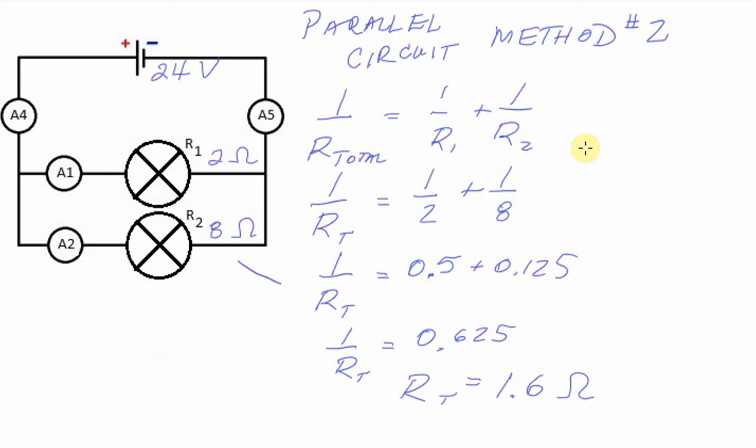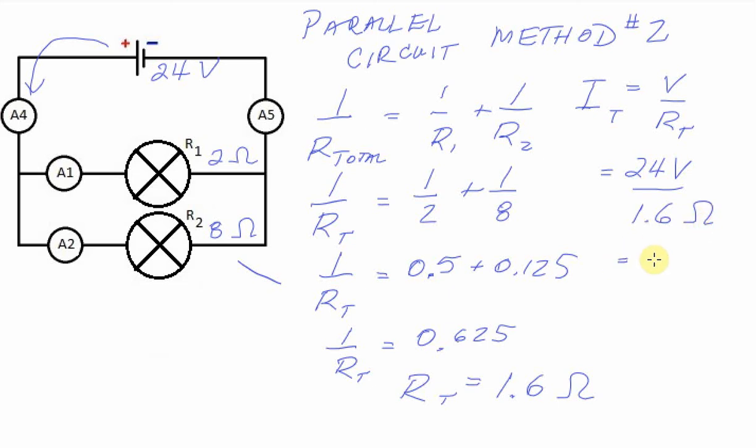So if I wanted to find the current that's traveling through A4, the way I'd find that is I total, which is really the current going through A4, equals the voltage divided by the total resistance. I know this voltage is 24 volts divided by the total resistance, 1.6 ohms. If you take out your calculator and you divide, I total comes out to 15 amps.